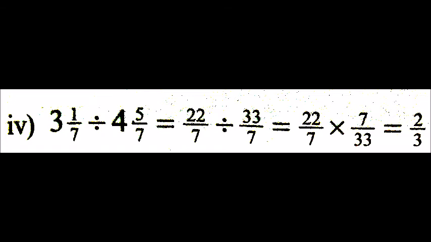7 cancels 7. 11 into 22, 2 times. 11 into 33, 3 times. So it will be 2 times 1, 2, 3 times 1, 3. That's 2 over 3.